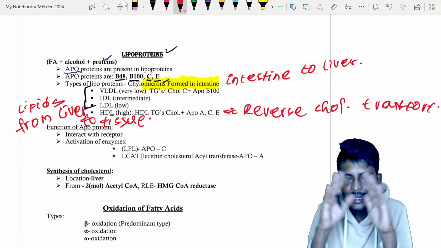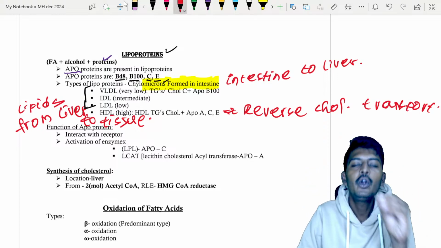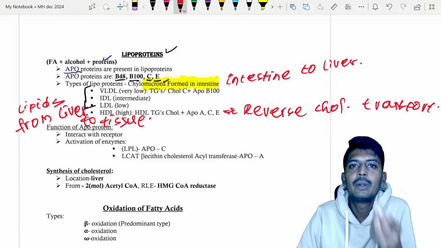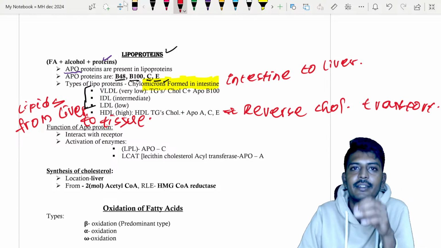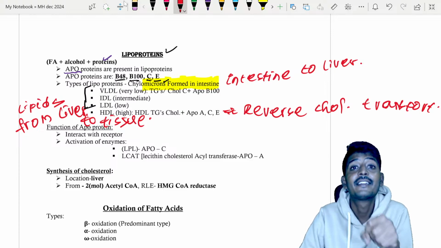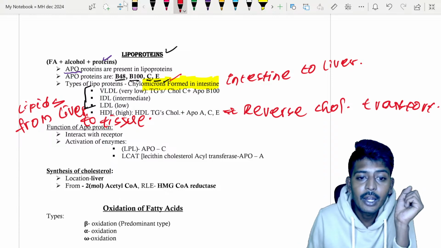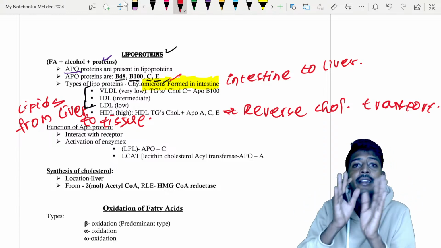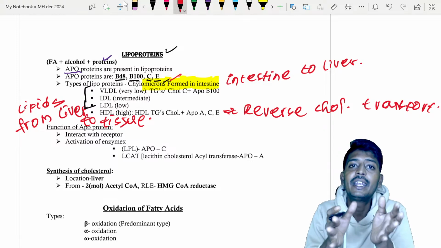Let me give an idea, listen to me. You eat food that consists of lipid. All the lipids will be taken into the intestine, from whatever you have taken in the food. The lipids are extracted and sent to the liver in the form of chylomicrons, from the intestine to the liver.